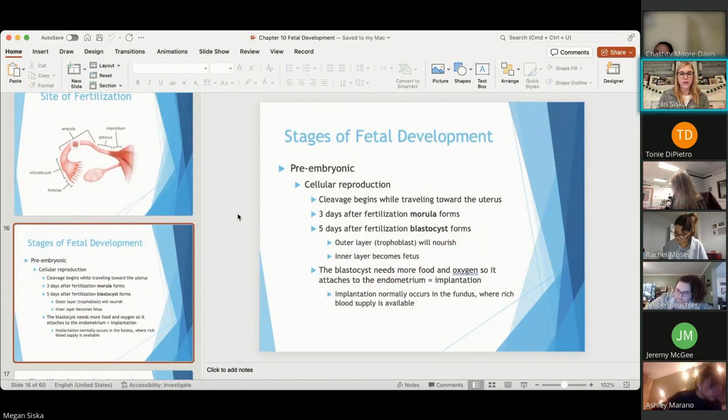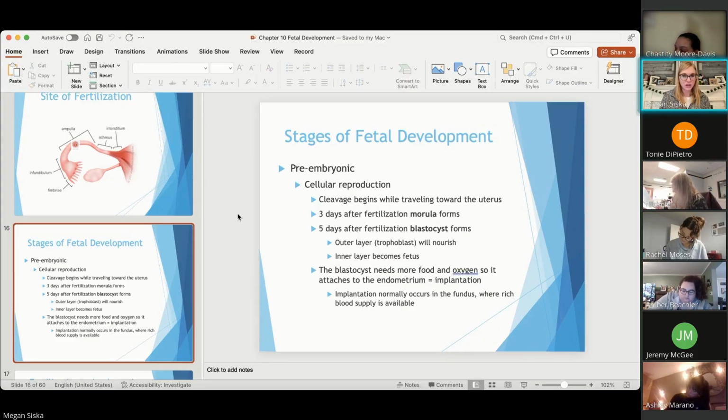Okay, so still within our pre-embryonic stage, those first 2 weeks, we have cellular division happening, which is cleavage, when we're making more cells and we're doubling and quadrupling. And this bundle of cells starts to travel towards the uterus. About 3 days after fertilization, this little bundle of cells is called a morula, which means little mulberry, which I just think is the cutest little thing. I don't know what a mulberry is, but it must look like what this looks like. So, little mulberry around 3 days.